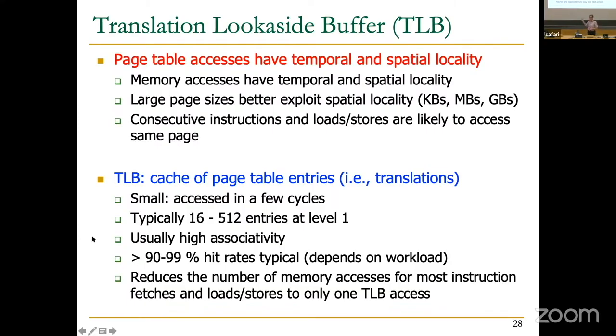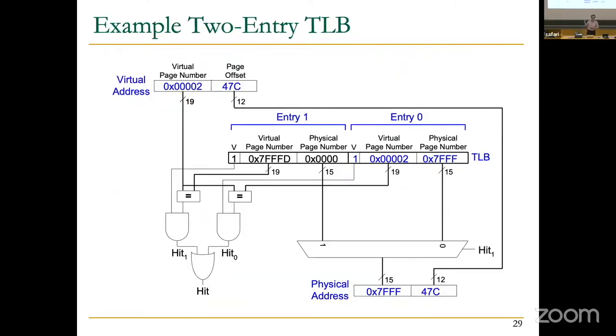So hopefully you get the benefit of this, right? This reduces the number of memory accesses to only 1 TLB access. You don't need to access even physical memory or the page table. Page table resides in physical memory, but you don't need to access it because you already cached it whenever you use the translations. Okay, so let's take a look at an example 2-entry TLB.